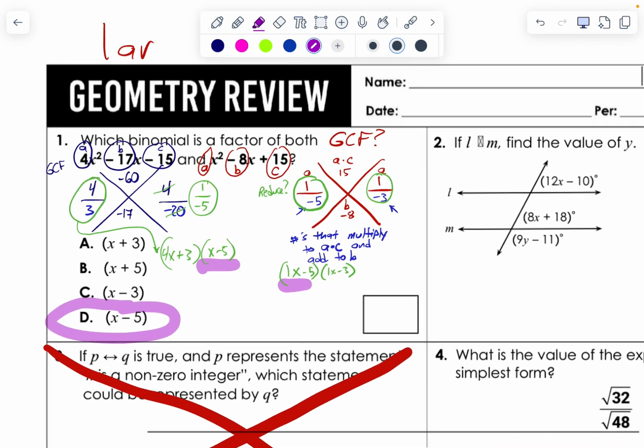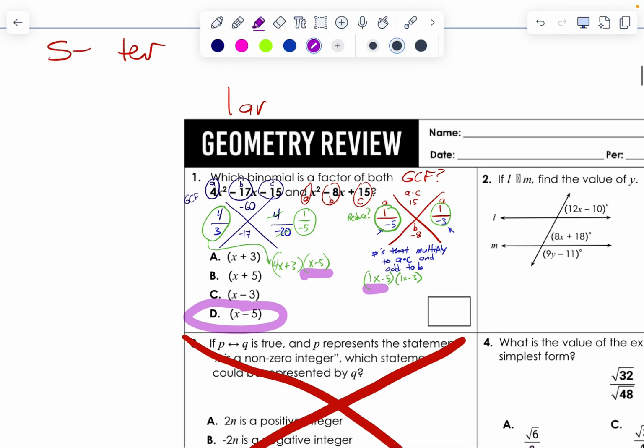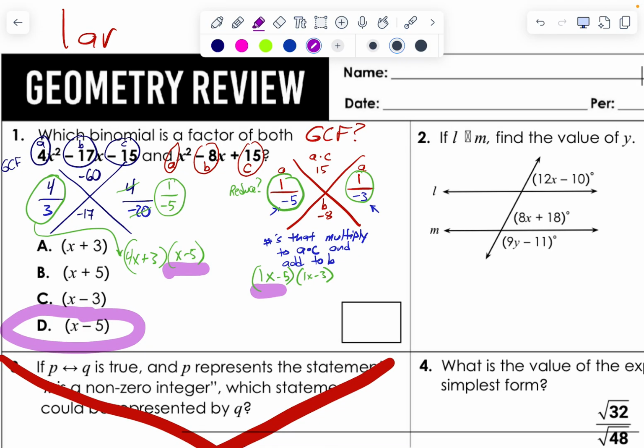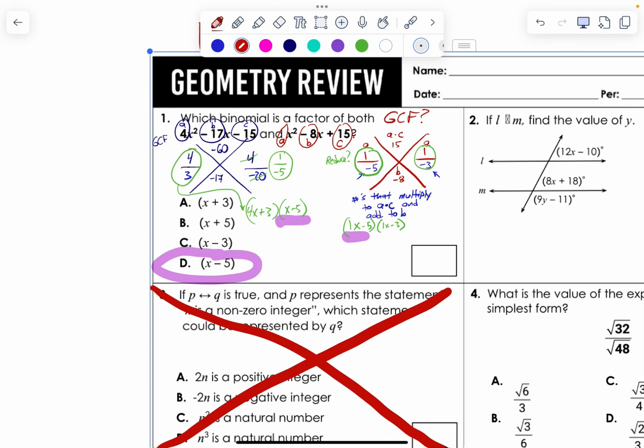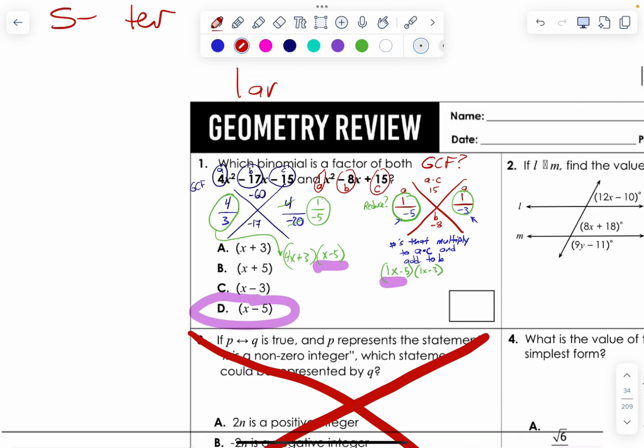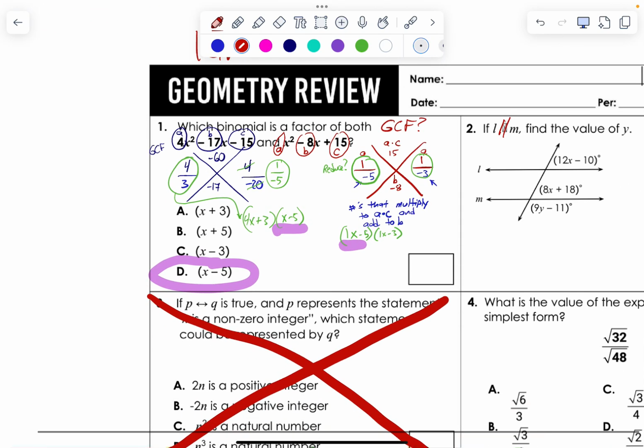Okay, number 2, a little review of, this is kind of, I must have moved stuff around. Number 2 is a review of parallel lines. So this symbol, remember, is supposed to tell us that these lines are parallel. And so what kind of angles are the two x ones? Those are corresponding, good, so we can set those equal.